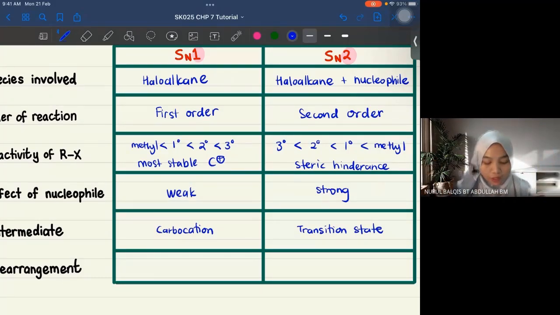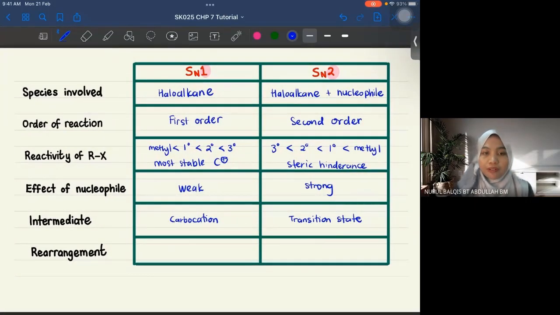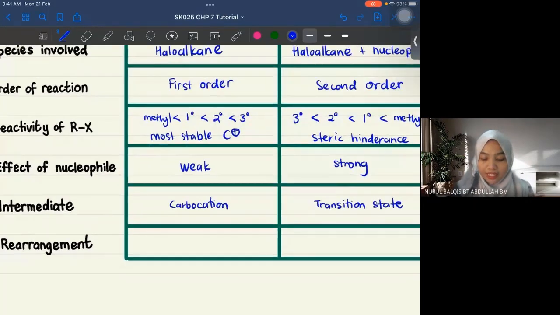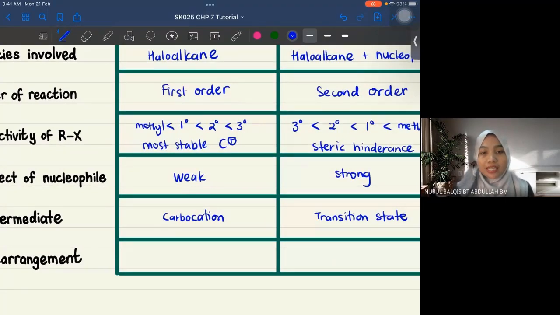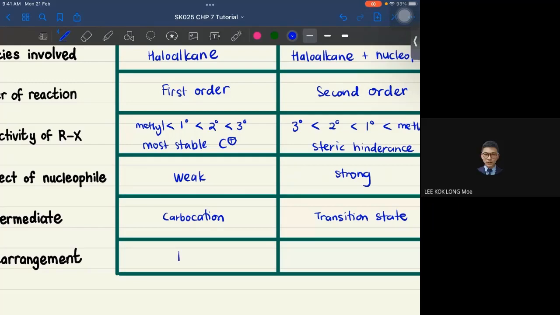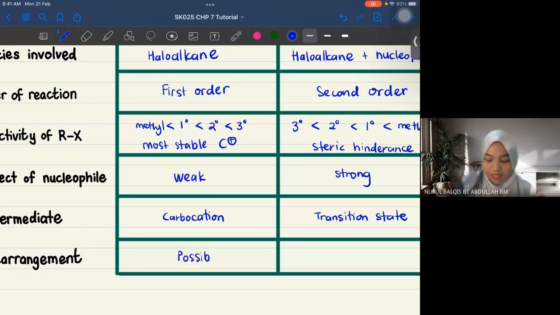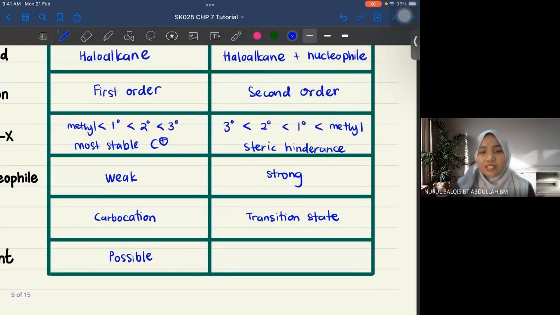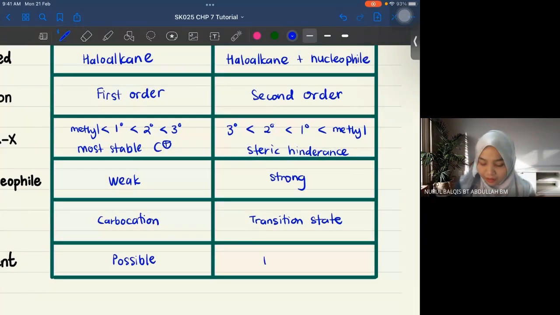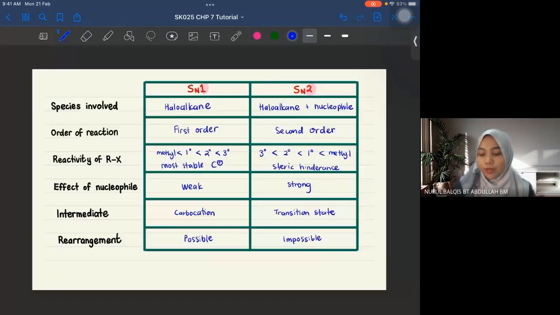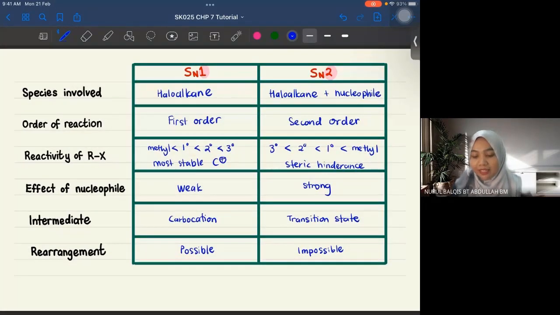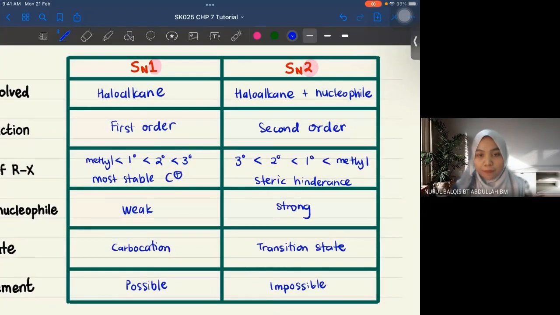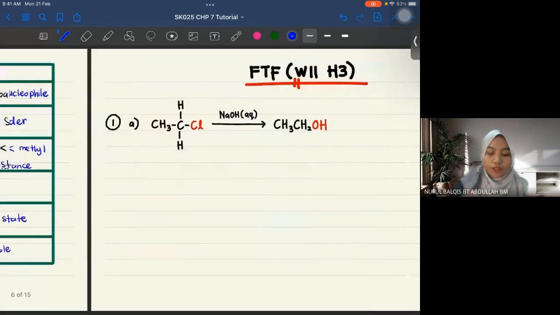Macam tu. Okay, lastly, the possibility for rearrangement. For the SN1 mechanism, since we have formed carbocation ion, is there possibility for carbocation ion to rearrange? Yes, possible. Okay, kalau SN2, kita form transition state, ada ke rearrangement? Tak ada, so impossible for rearrangement to happen. So inilah basically untuk awak tahu SN1, SN2 ni ada apa. Okay. Now, let's proceed to the face-to-face question.